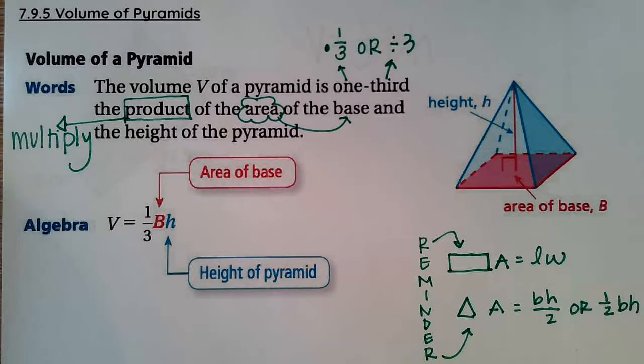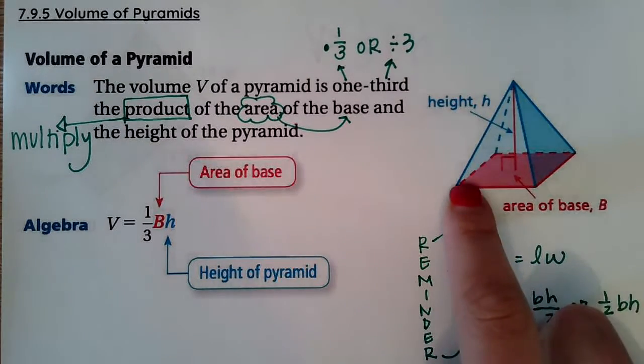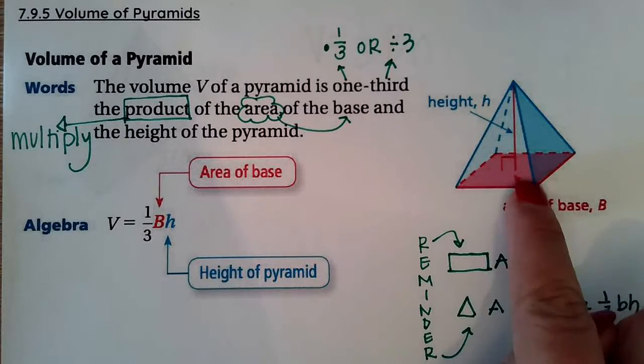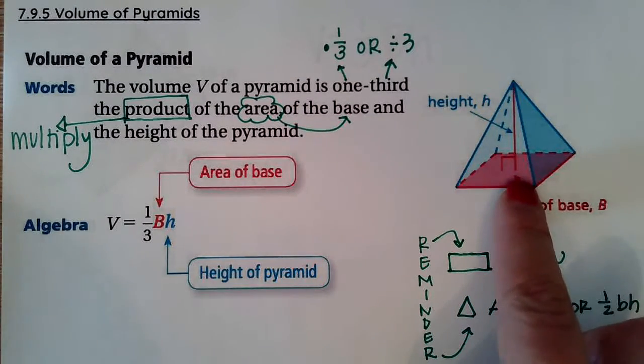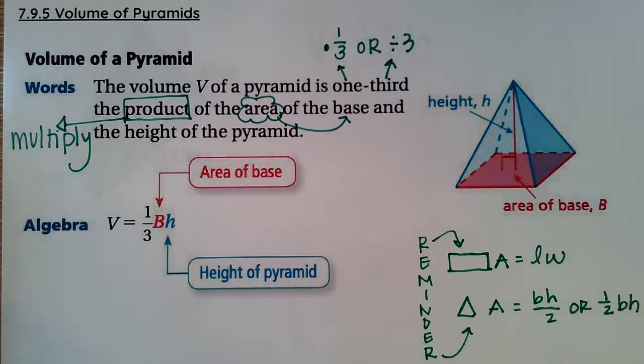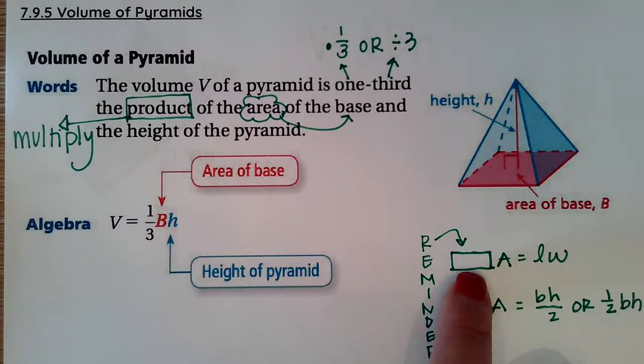Just like prisms, when we are finding the volume of a pyramid, we need to recognize what type of pyramid it is. And to do that, we look at the shape of the base. Here, I've got a quadrilateral as my base. Therefore, this would be a rectangular pyramid. This is important to know because to find the area of the base, I might need to use different formulas.